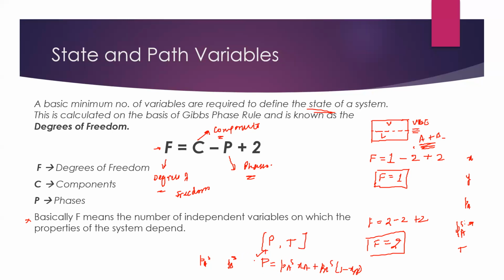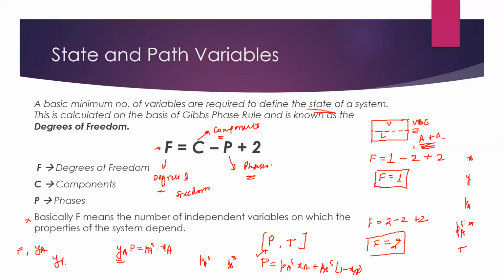Then once we have PAS, we can get YA. YA into P is equal to PAS into XA. Now we have PAS, we have XA, so we can get YA. And that's how we have calculated all the variables. Let's say they did not give us all these things. Let's say they gave us only pressure and they gave us YA.